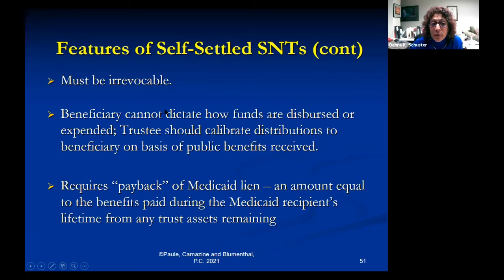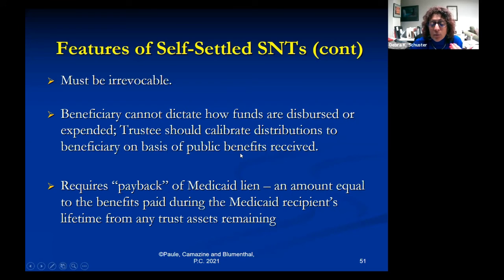It has to be irrevocable, meaning it cannot be dissolved. Because again, if the money in that trust is available to the disabled person, public benefit programs that count income and assets would then consider that money available to that person, that they'd have to use that before they could become eligible again. The beneficiary cannot be the trustee. They can't dictate how the funds are dispersed or expended.